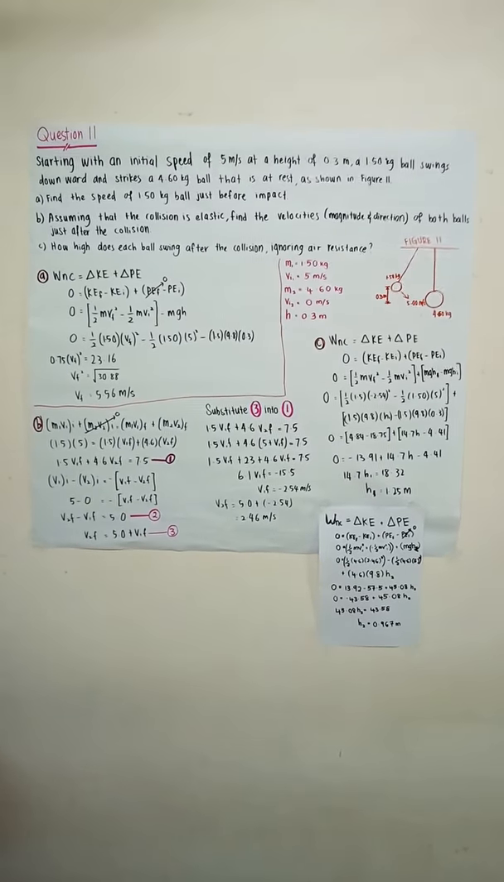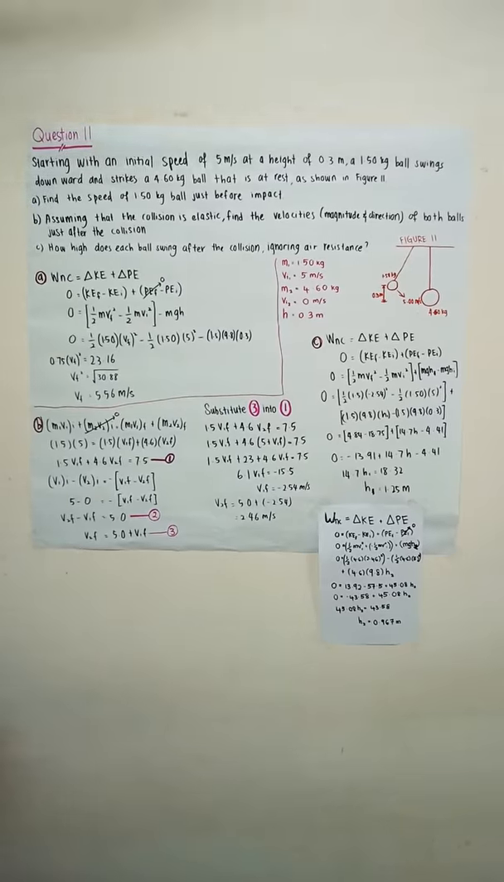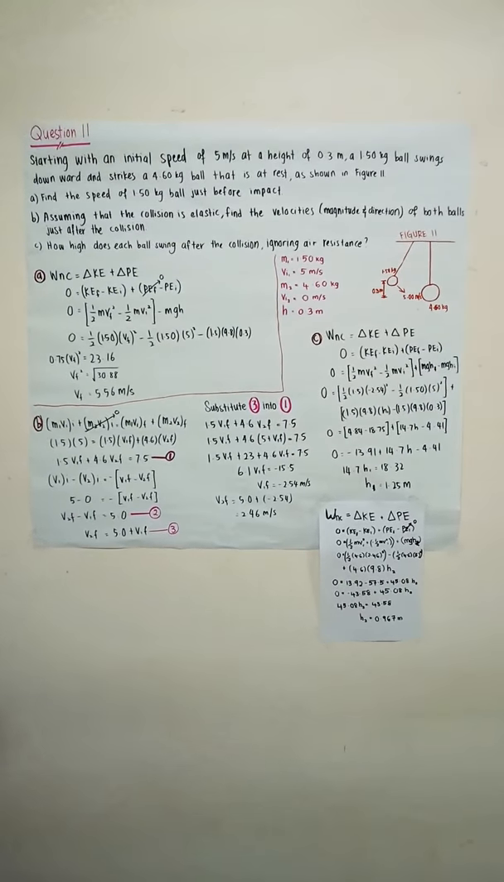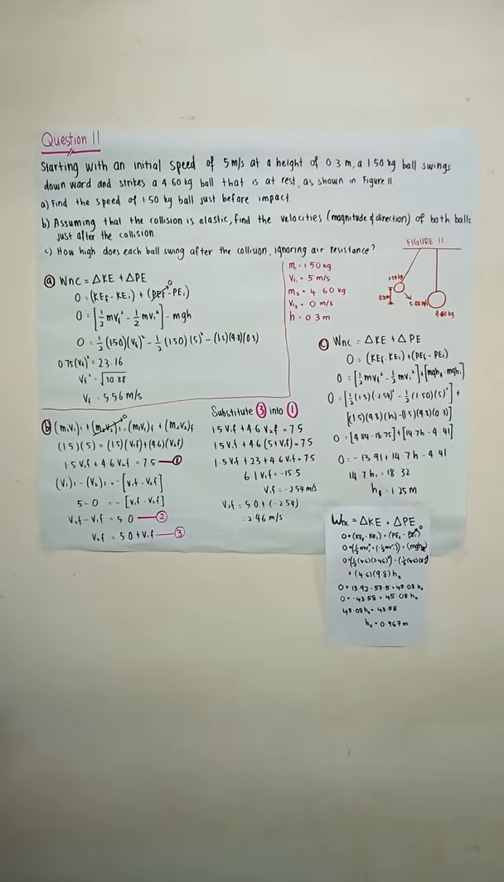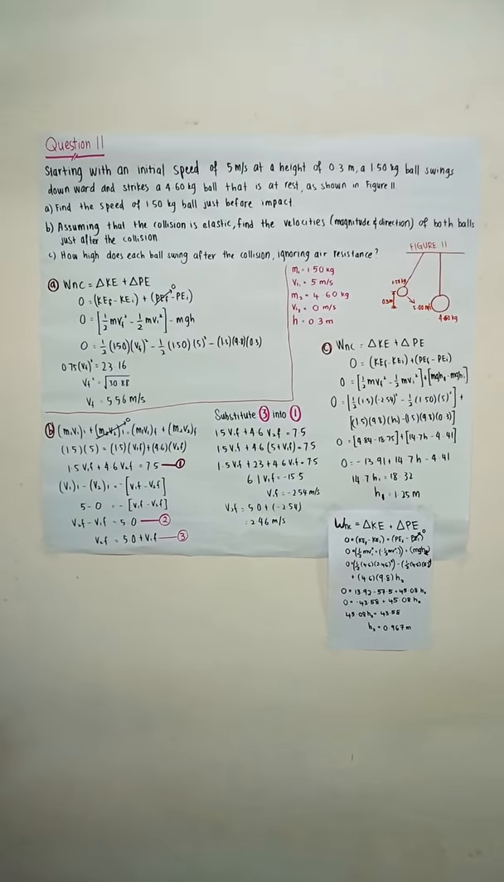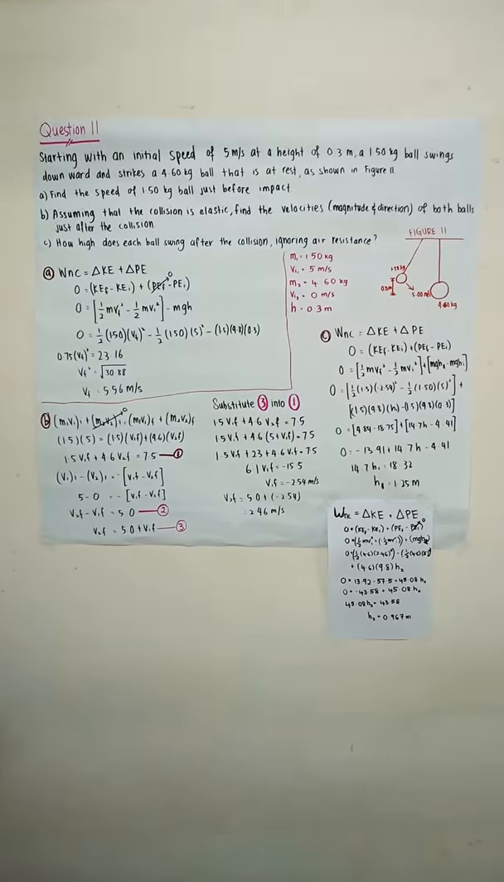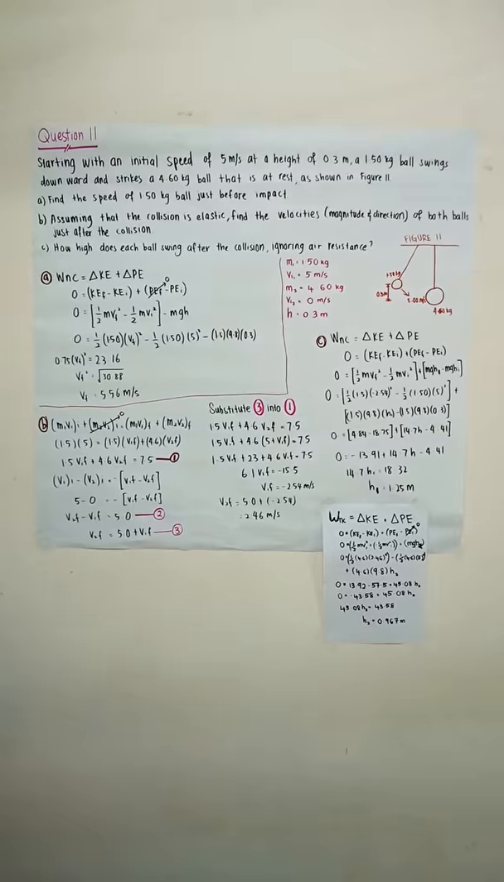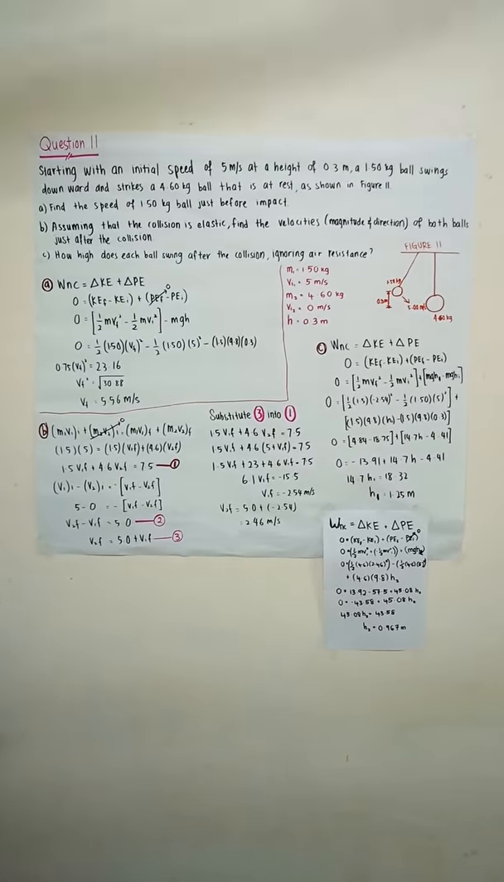The question is about starting with an initial speed of 5 meters per second at a height of 0.3 meter, a 1.5 kilogram ball swings downward and strikes a 4.6 kilogram ball that is at rest, as shown in figure 11. For question A, find the speed of the 1.5 kilogram ball just before impact.